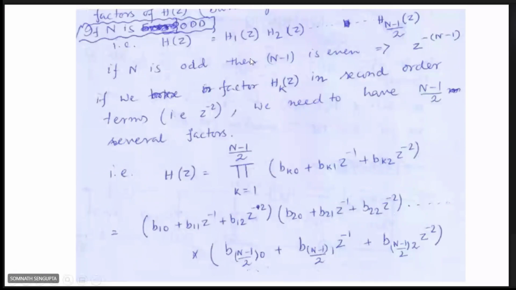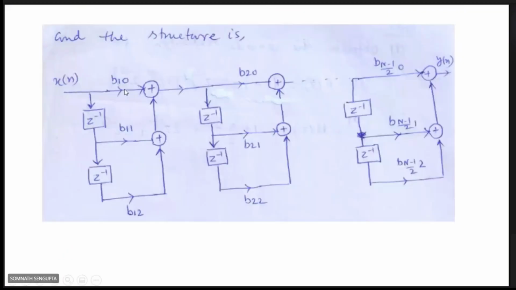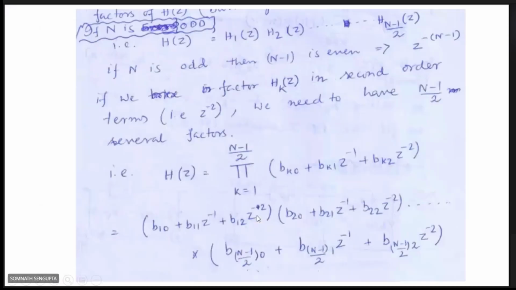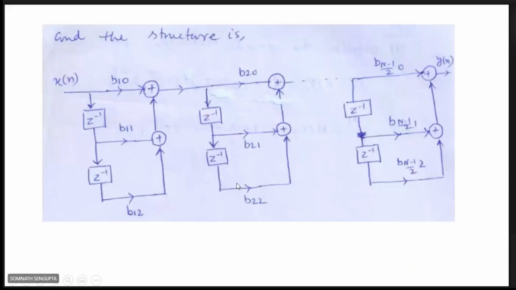For that case, if this is your expression, then your structure is what? B10, B11, B12. Only a numerator is there, so for output by input, all these coefficients go towards the output side, so their sign is not changing. This is the first stage where B10, then the input is delayed, then delayed, B10, B11, B12. Then they are added. So this is the next stage, and this is the last stage.